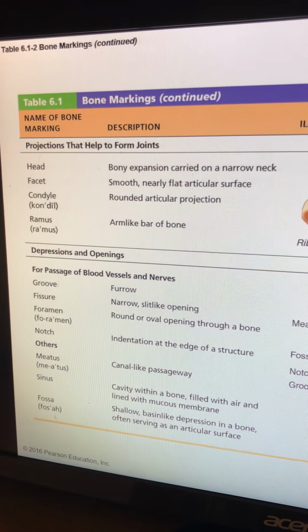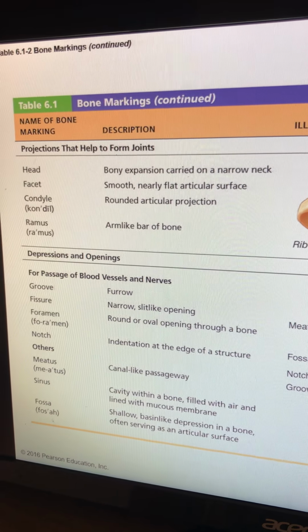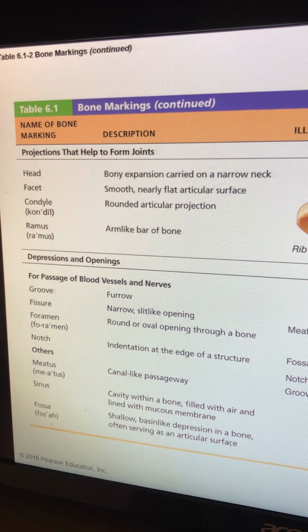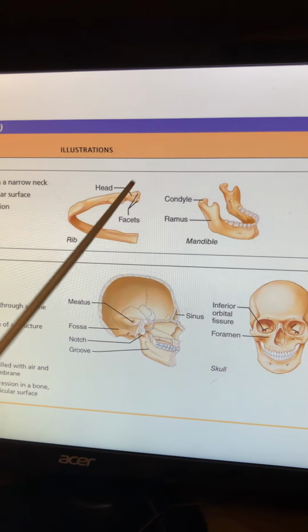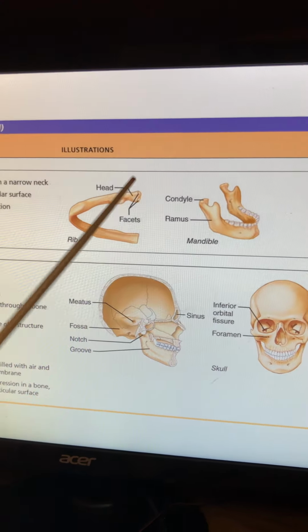A condyle, a facet, is a smooth, nearly flat articular surface. So the facets here are just kind of like they cut it in half, and it's going to form a joint with the spine.